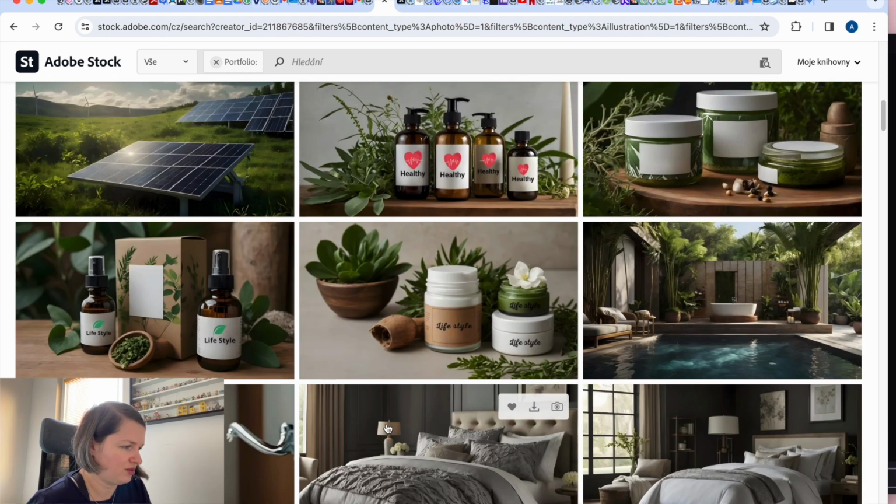Here I would get rid of the text. Use it blank so that your client who buys the picture can use their text that they need to use there. So don't insert the text.